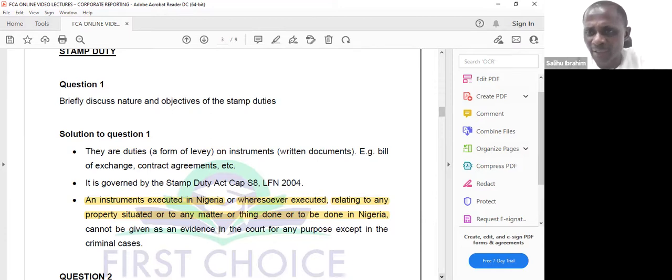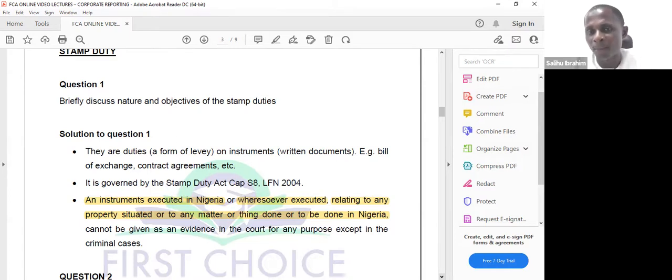So the main objective of stamp duty, I didn't include objectives here. The main objectives of stamp duty, number one, is to ensure that any instrument being used as evidence in a court of law is an authentic document. We want to be sure that any document we present in a court of law as evidence in any kind of case is authentic.